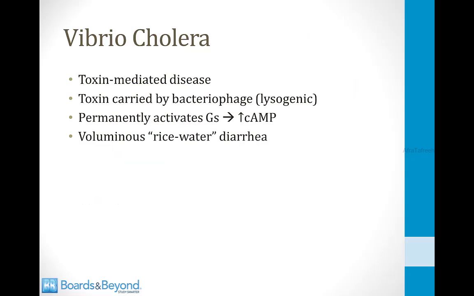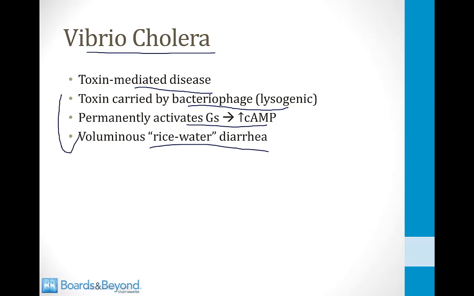There are a couple of Vibrio you need to know about, but the most important one is Vibrio cholera, which causes the disease cholera. It's a toxin-mediated disease caused by the cholera toxin, and one thing that's high yield to remember is that cholera toxin is one of those toxins that has its genetics carried by a lysogenic bacteriophage. This toxin permanently activates the G protein, increasing the cyclic AMP in cells, and this leads to voluminous rice water diarrhea, and I talk about all this in more detail in the module on virulence factors.